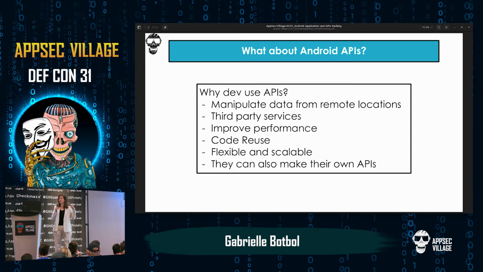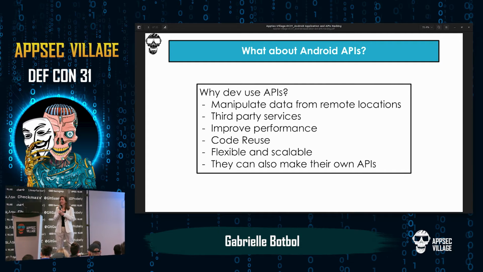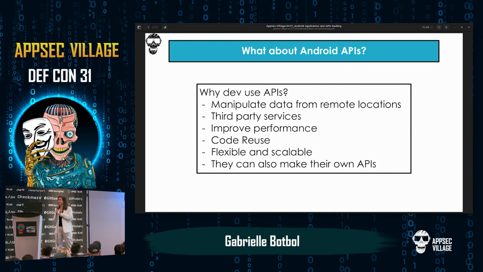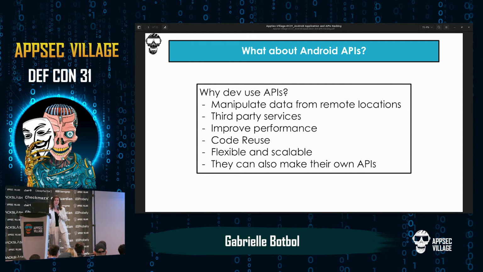And also, it's a way to avoid code reuse. So instead of writing everything from scratch, you just take code that is already made, and you will save time and effort. It's flexible and scalable, and so it's a way to separate back-end from front-end. And finally, if you want, you can make your own APIs and monetize them. So a lot of very good advantages.